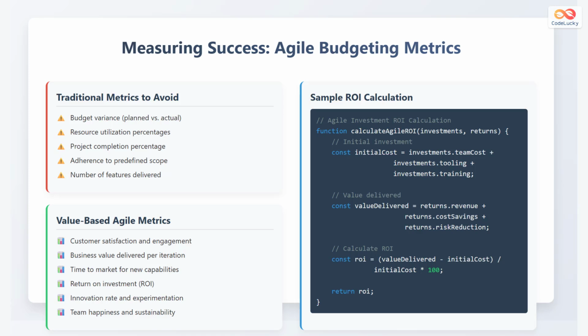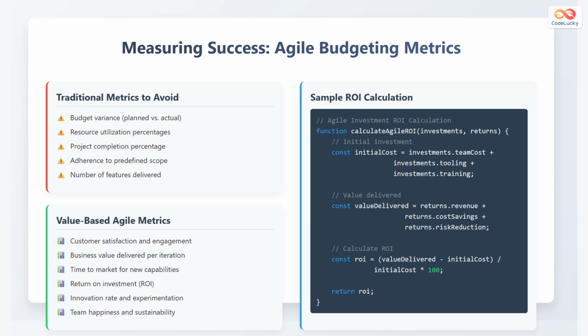Let's see how to measure success with Agile budgeting metrics. We need to avoid traditional metrics such as budget variance between planned and actual, resource utilization percentages, project completion percentage, adherence to predefined scope, and the number of features delivered.